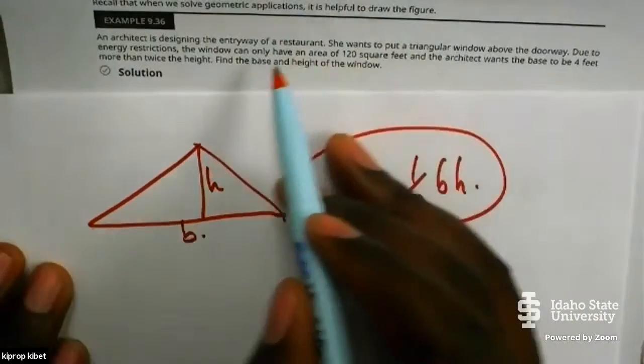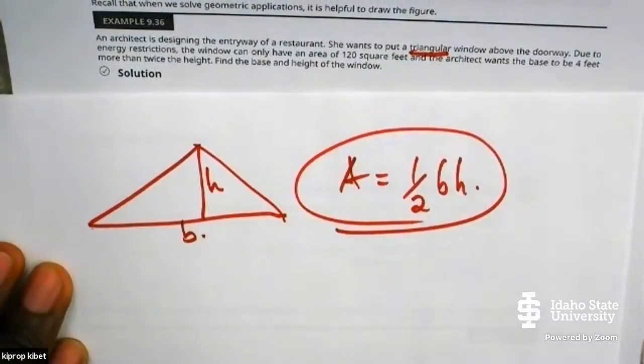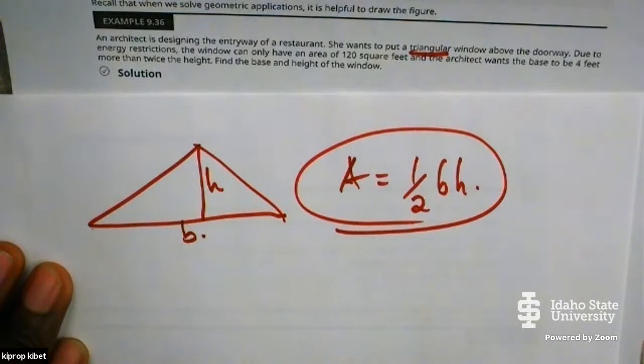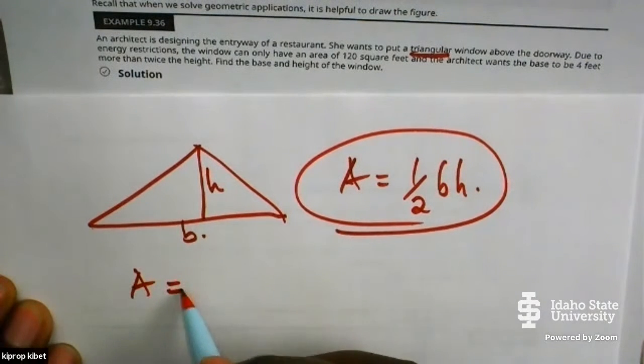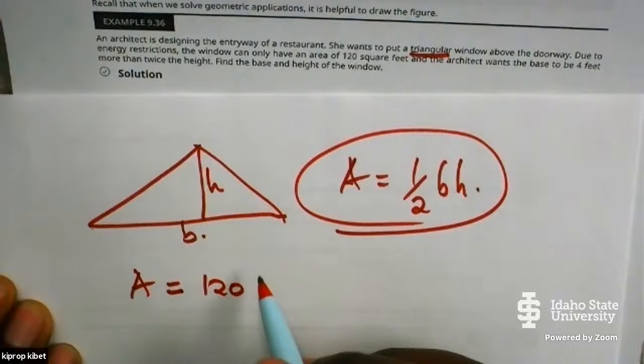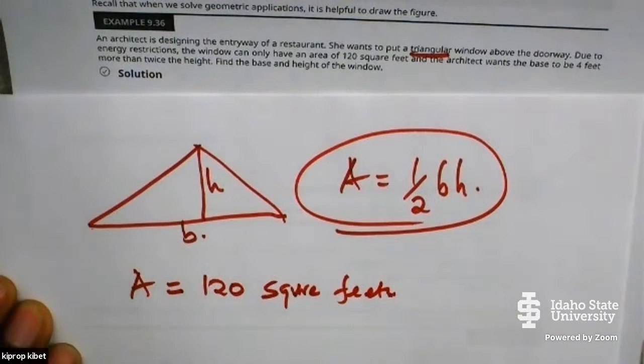So look at this. She's trying to put the what? A triangular window. Due to energy restriction, the window can only have an area equal to what? 120 square feet. And the architect wants the base to be 4 feet more than twice the what? The height.